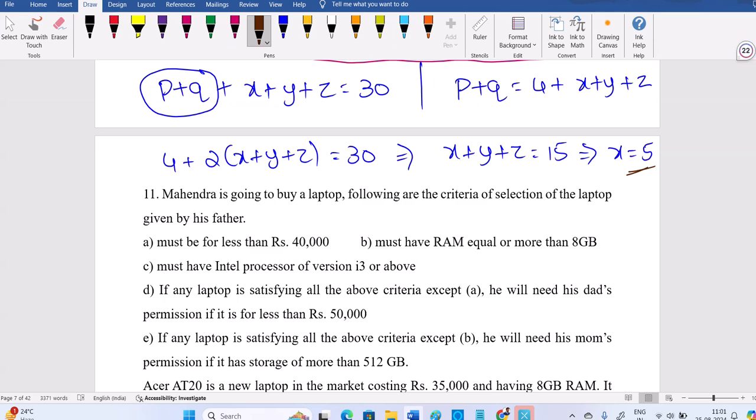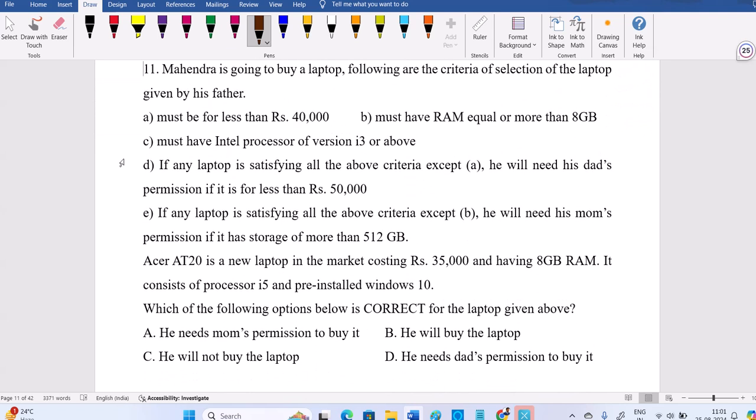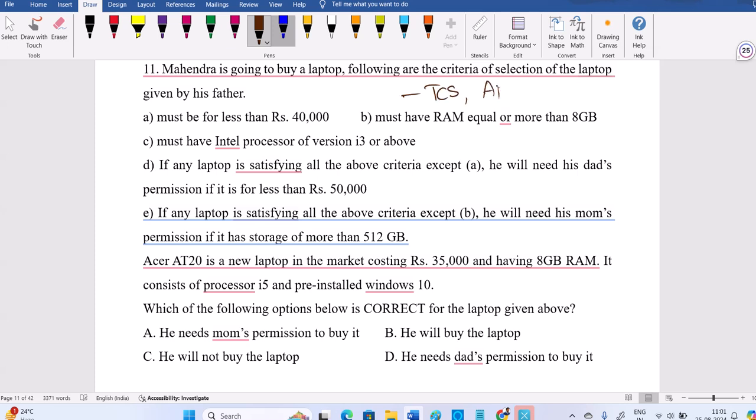Good question, solid question, I can say. Next question, regarding decision making. See, this type of question they are giving in TCS. They are giving it on the AMCAT platform, which conducts a lot of recruitments like Tech Mahindra. Also, in Accenture, in one of the sets, they gave this type of question.